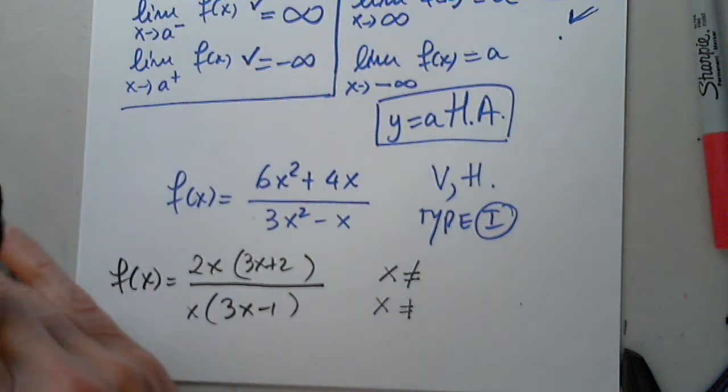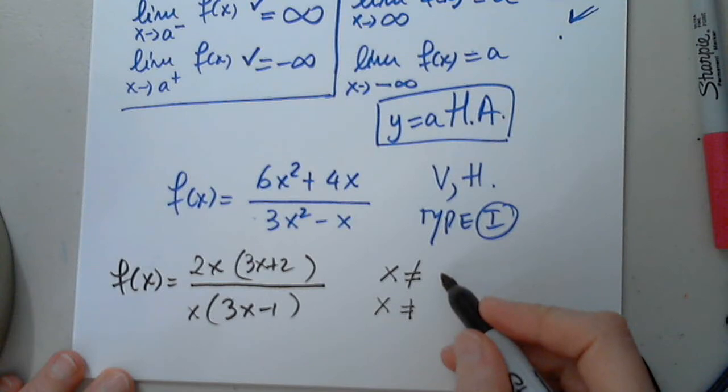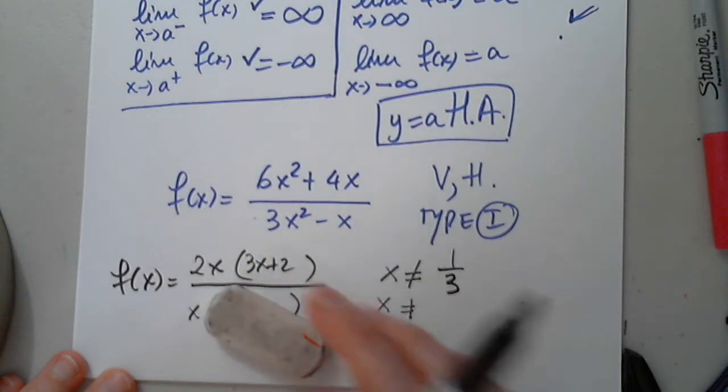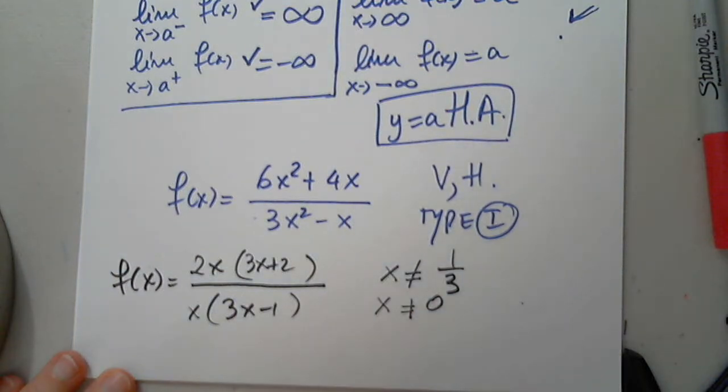Okay, so what are the restrictions? x is different than 1. Let's try 1: 3 times 1 minus 1 is 2. 1 times 2, of course. So x is different than 1/3. Brilliant. Indeed, 1/3. What else? 0. Yes, 0. Now I can clean it up.